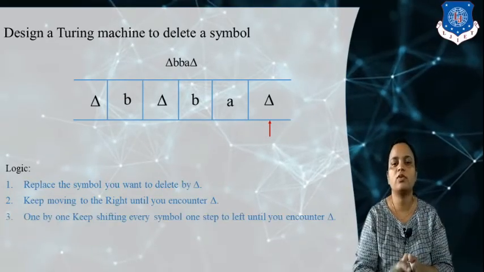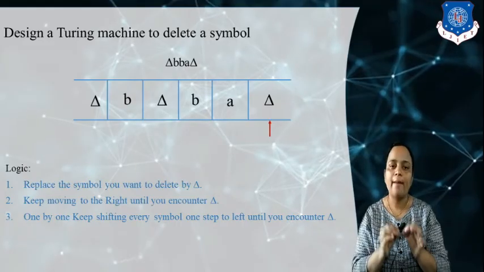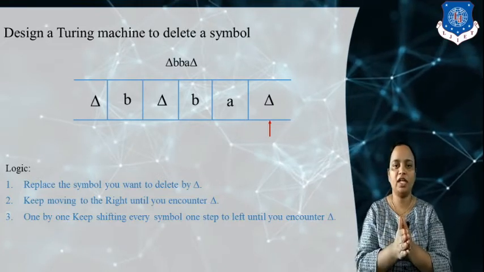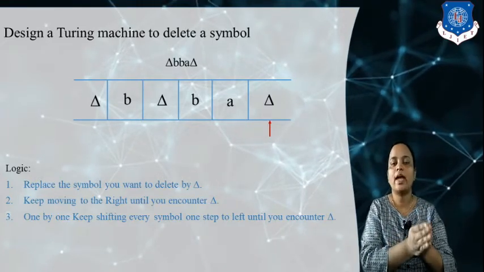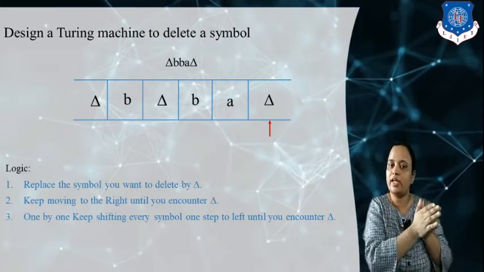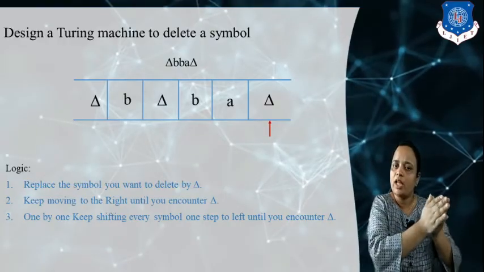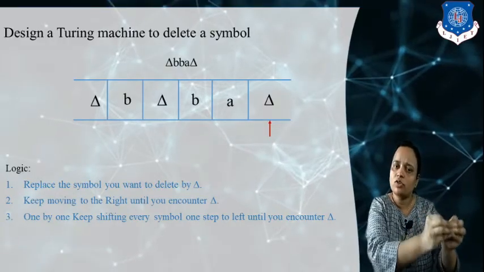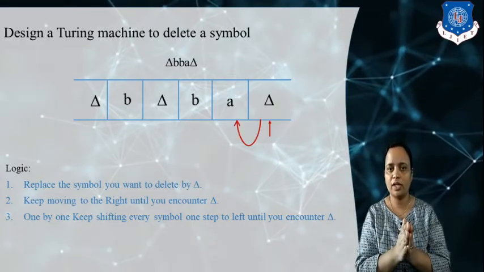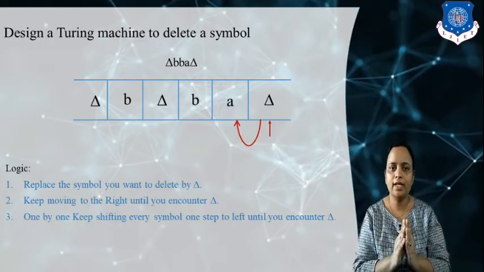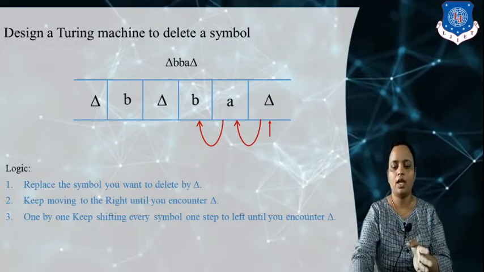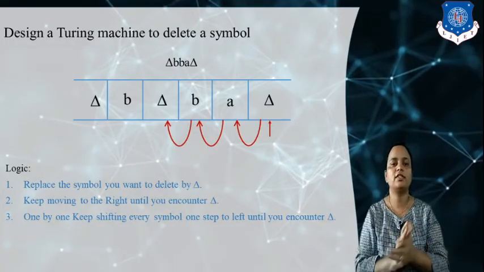Now as you can see over here, step number 3 says that one by one keep shifting every symbol one step to the left until you encounter a delta. If you are performing a shift to the left side and you encounter the delta, you have to stop over here. You can see over here, small a is replaced by a delta, small b is replaced by a small a, and a delta is replaced by a small b.